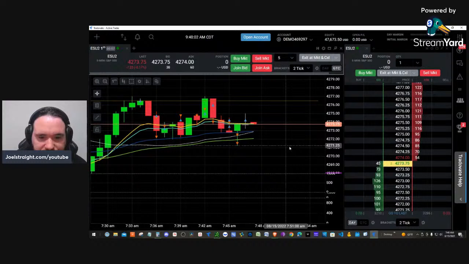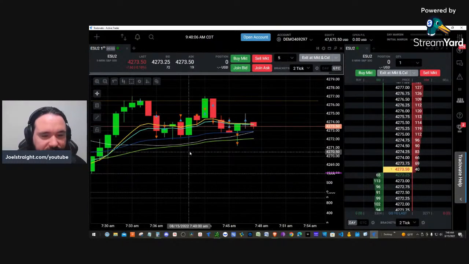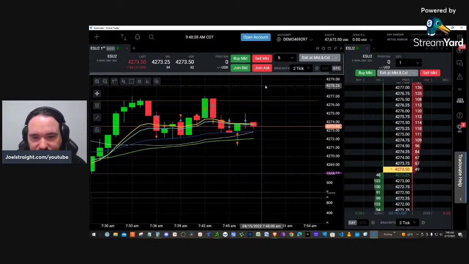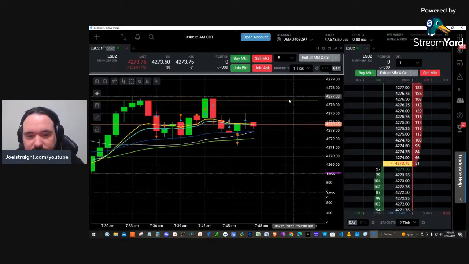Getting a lot of weird dojis here. They're filling up and then falling down, then filling and falling, filling and falling.